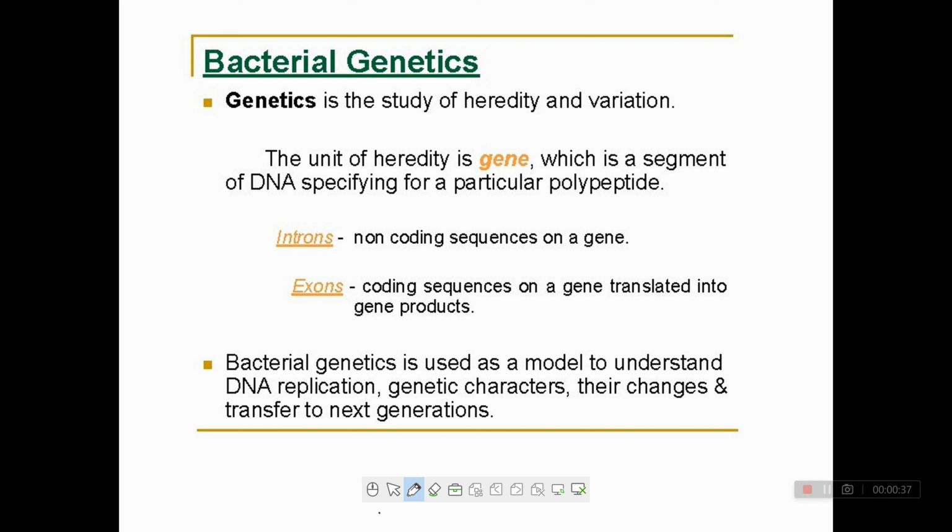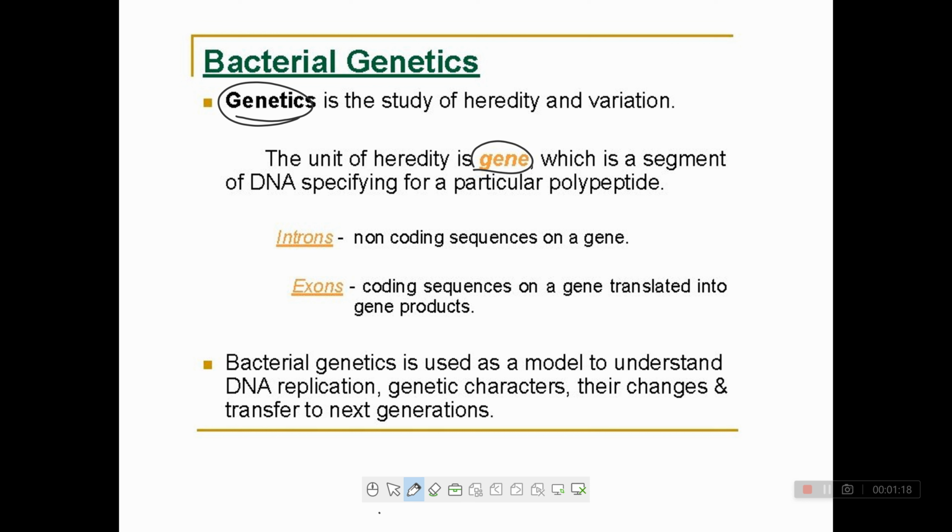You already know what genetics is. Genetics is the study of heredity and variation. Actually it is the main study of the gene. In genetics we study the gene, how it looks, how it transfers from one cell to another, how it acts as a hereditary material, how variation comes under the gene, and how it causes mutation. All these properties are studied under genetics. So the unit of heredity is the gene.